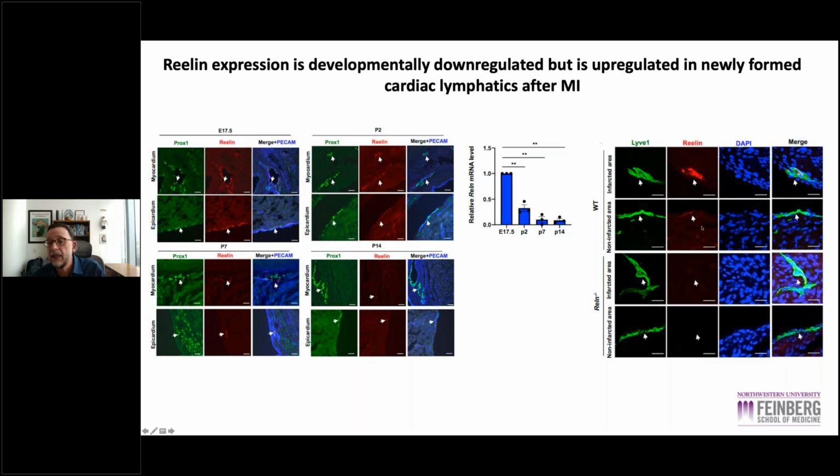The other interesting thing is that renin is reinduced if you do a myocardial infarction. Renin is reinduced in the injury area very strongly, as you can see here versus the non-injured area. So all this promoted the idea, okay, let's see what happens during neonatal MI and during adult MI.